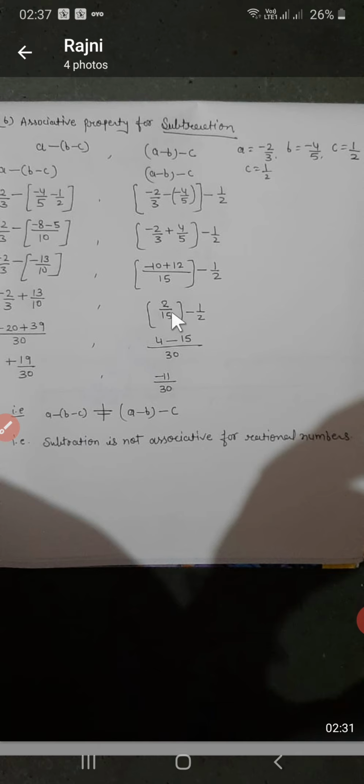30. 15 2s are 30, so 2 2s are 4. Minus here, 30, you have to multiply with 15, numerator and denominator, so you will get 15. Now 15 minus 4, what will you get? 11. For the greater digit, negative sign, so minus 11 by 30.